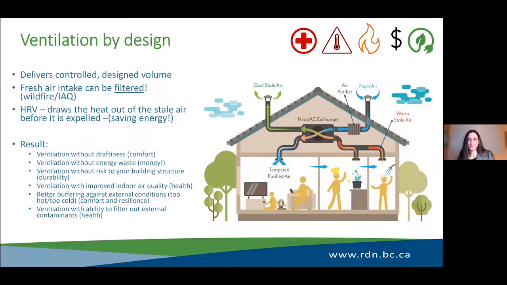Ventilation by design means your home receives the amount of ventilation it actually needs for good indoor air quality, moisture control, and comfort. Incoming air can be filtered to remove external contaminants so your home can be more resistant to things like wildfire smoke. A heat recovery ventilator added to that will also extract energy from stale air before it's expelled from your home, using it to heat the incoming air, saving energy. The result is that you get a much more comfortable home environment in a much more energy efficient way that is much more compatible with lower energy use.